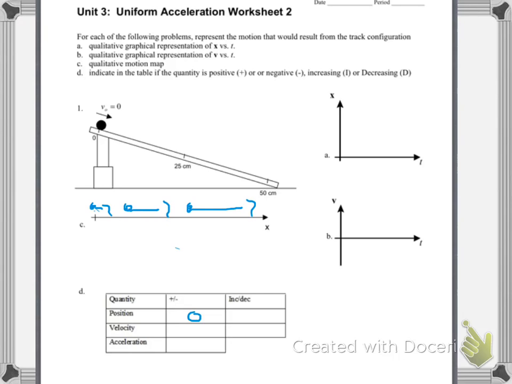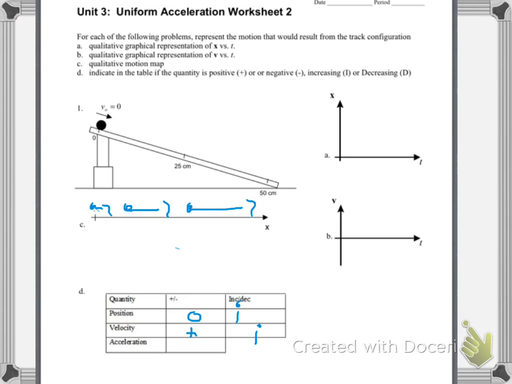Because it has a positive velocity, we know that its position here is going from 0 to 50. Its position is increasing, and I'll just put an I for increasing. The velocity of this object is moving to the right, so its velocity is positive and it is increasing.